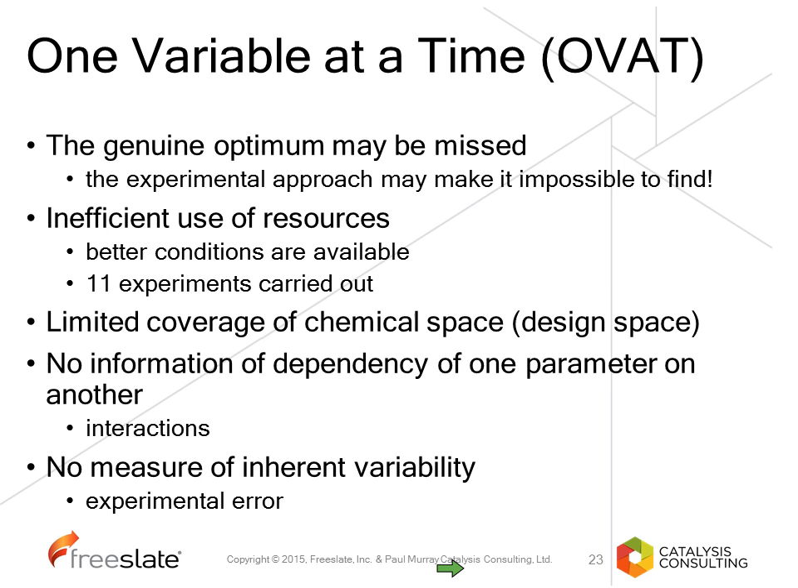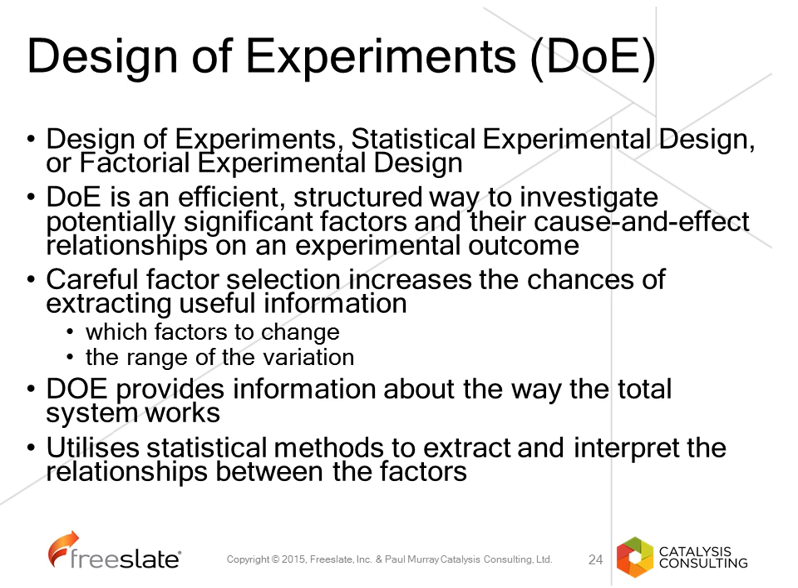There is another way forward. We can use design of experiment. What is design of experiment? It's also known as statistical experimental design, factorial experimental design. And it is an efficient and structured way to investigate potential factors and their cause and effect relationship on an experimental outcome. So what do I mean by that?